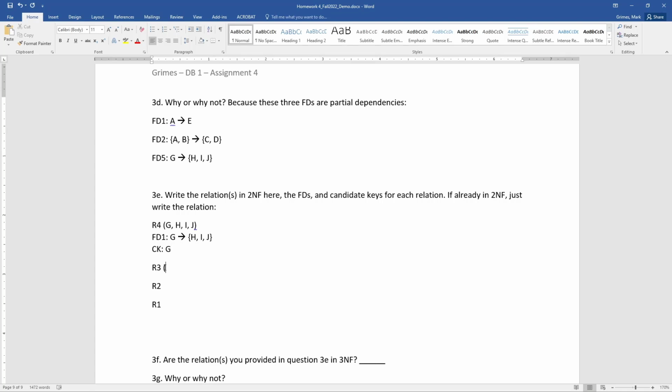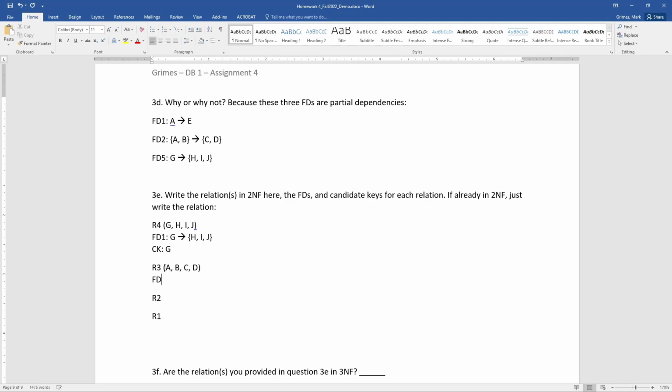Relation 3 is going to have the attributes A, B, C, and D in it, with a single functional dependency of A, B functionally determines C, D, and a candidate key of AB. Relation 2, we'll just have these two attributes, A and E, with a functional dependency of A functionally determines E, and a candidate key of A.